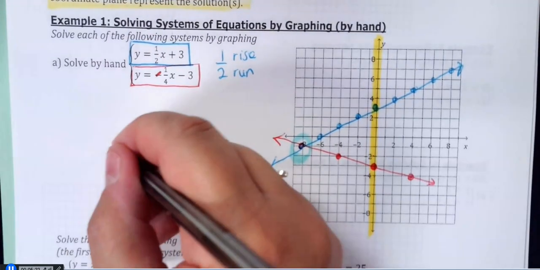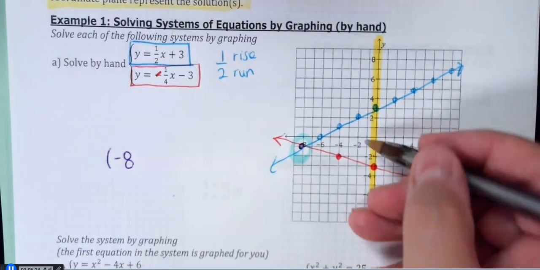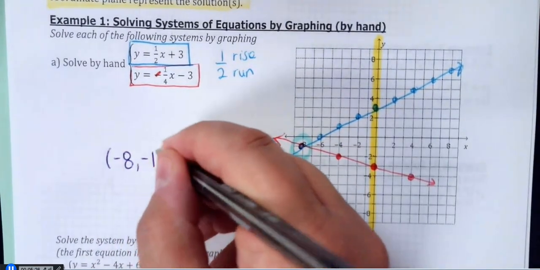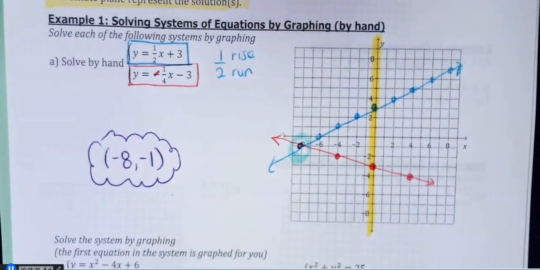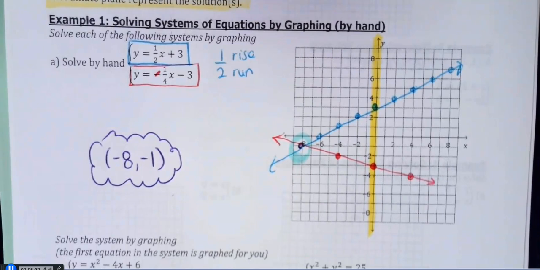So this would be, let's see, -8, -1 is the point that those two lines are going to have in common. So that would be the solution for my system. If you plug in -8 for x and -1 for y, it would make both sides of both of those equations true.